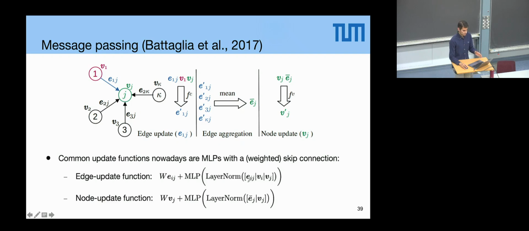So we concatenate the features of the edge and the features of the sender and receiver node into a single vector. We apply layer normalization, and then we apply the MLP, and then we also have a skip connection, a weighted skip connection. And for the node update function, we have the same. We concatenate the aggregated features and the node features into a single vector, apply layer normalization, MLP, and a weighted skip connection.